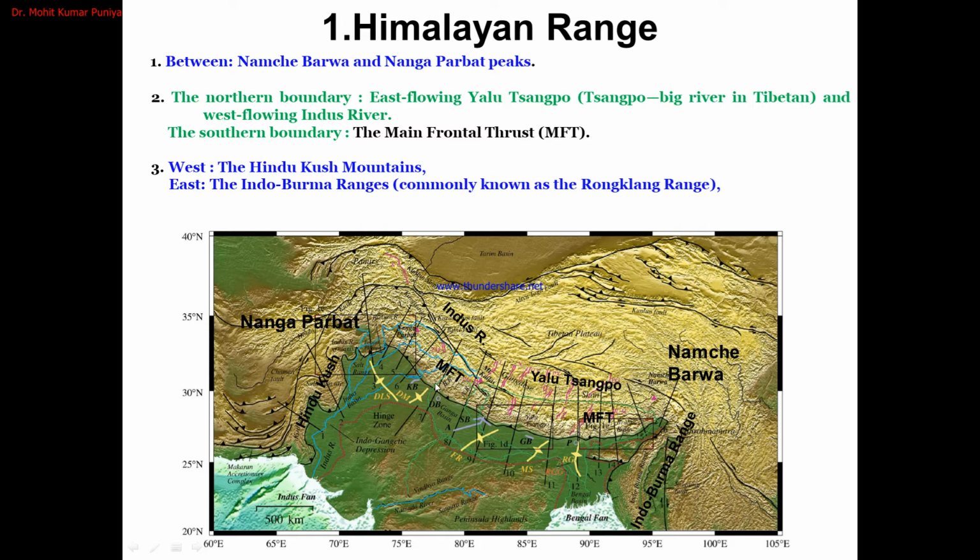The southern boundary is marked by the Main Frontal Thrust. The Main Frontal Thrust basically divides the green portion, which is the Indo-Gangetic plain, and this yellow part, which is the sub-Himalaya, or we can say the Siwalik, as we know very well. So this is the southern boundary of the Himalaya. Then the western part is marked by the Hindu Kush, and the eastern part is the Indo-Burmese range, also known as the Rongklang range. And the northern Karakoram mountain and the Gangdise, also known as the Trans-Himalaya.